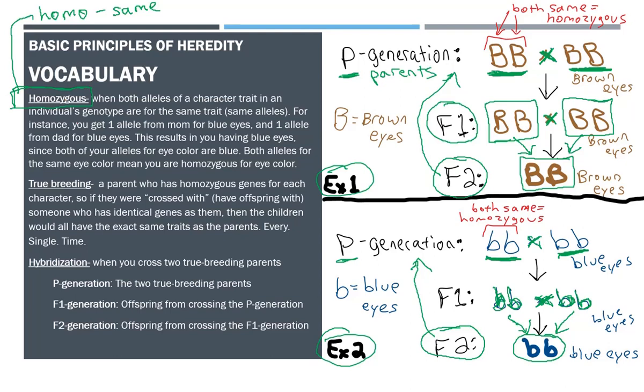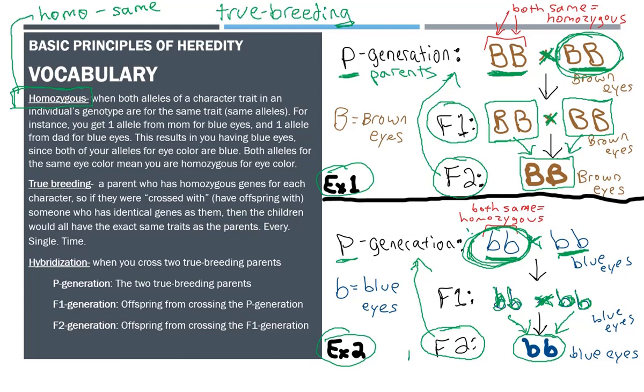And when you have a parent who is homozygous for a trait, just like we see here, this parent is homozygous for blue eyes, or up here, this parent is homozygous for brown eyes. And when you have a parent that's homozygous for the gene, for the character, then that is called a true breeding parent. True breeding.